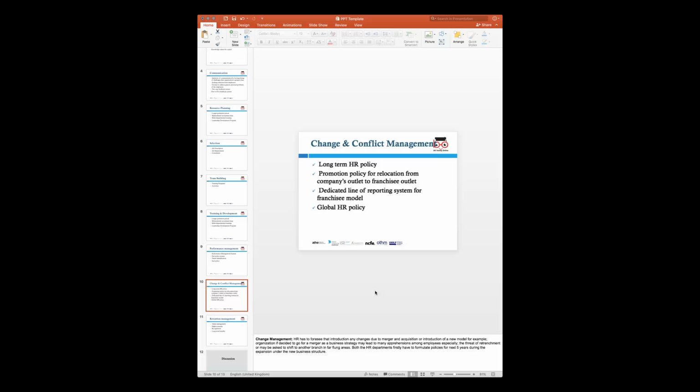So change and conflict management is one of the issues, and you have to explain this with a relevant example of either a merger, an acquisition, or a change coming in within the organization, which leads to the concept of why employees do not accept change, or what the areas of conflict could be because they are not able to adjust to the new system, or the new policies, rules and regulations being introduced in the case of mergers and acquisitions.